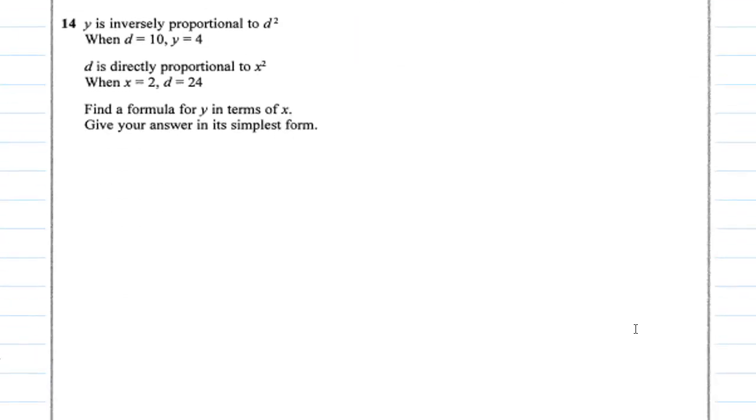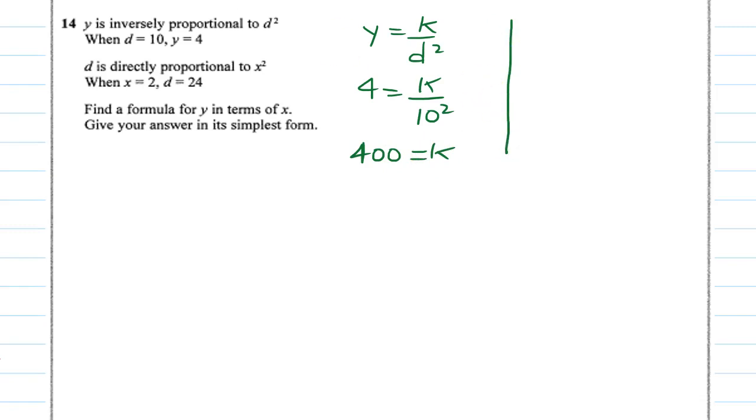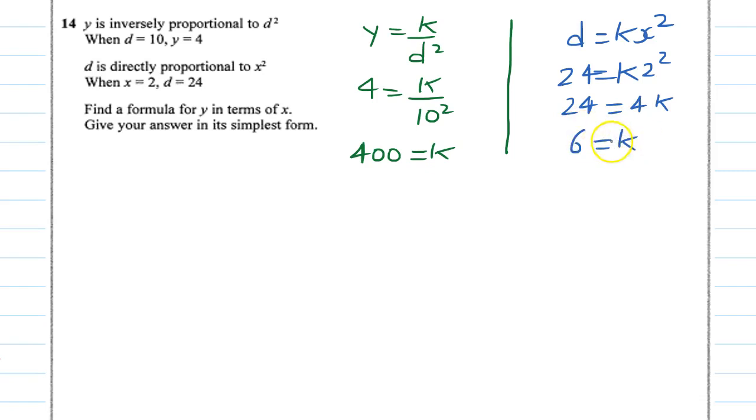Next, question number 14. If you see, y is inversely proportional to d square. So y equals k over d square, and d is 10 and y is 4. So d is 10, 10 square is 100, so 100 times 4 is 400. So we got k here. Now d is directly proportional to x square. So when x is 2, that is 2 square, and d is 24, so 24 equals 4k, and dividing by 4, we got k as 6.